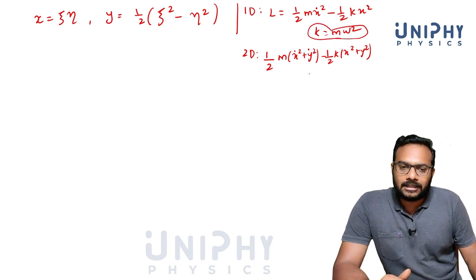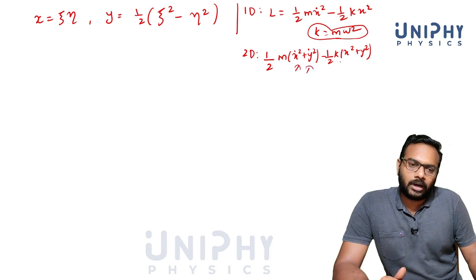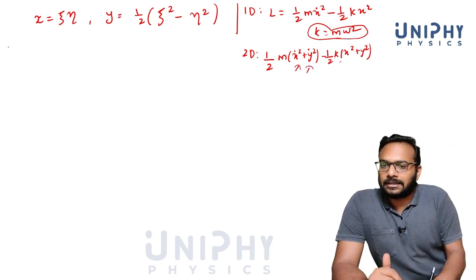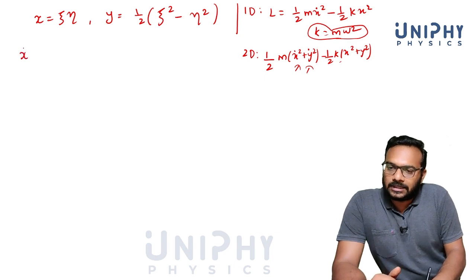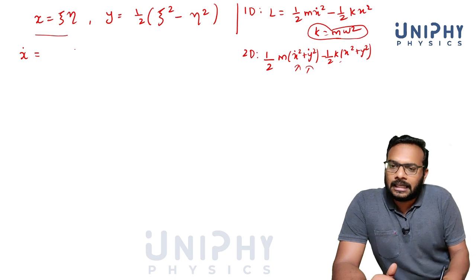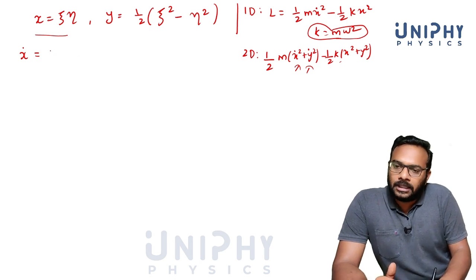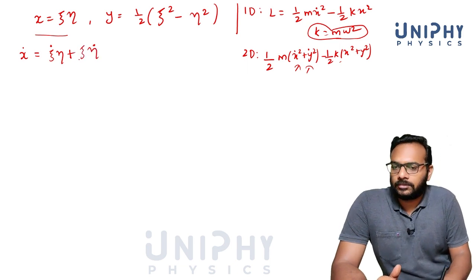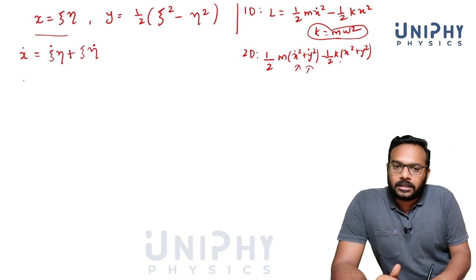Now the only thing is to substitute for x dot, y dot, x and y from these transformation equations, and that will give you the answer. So let's do it step by step. First, let's find x dot and y dot. For x dot, you can use the product rule. This is xi dot eta plus xi eta dot. That's x dot.